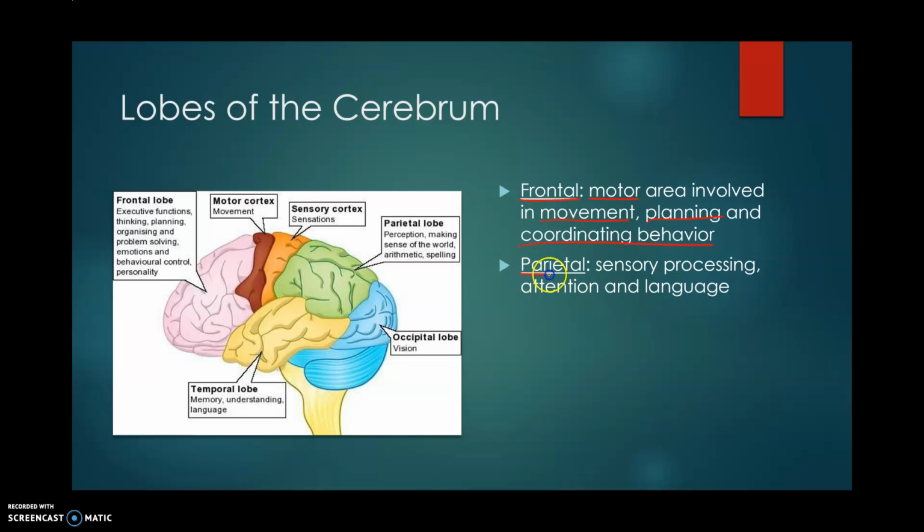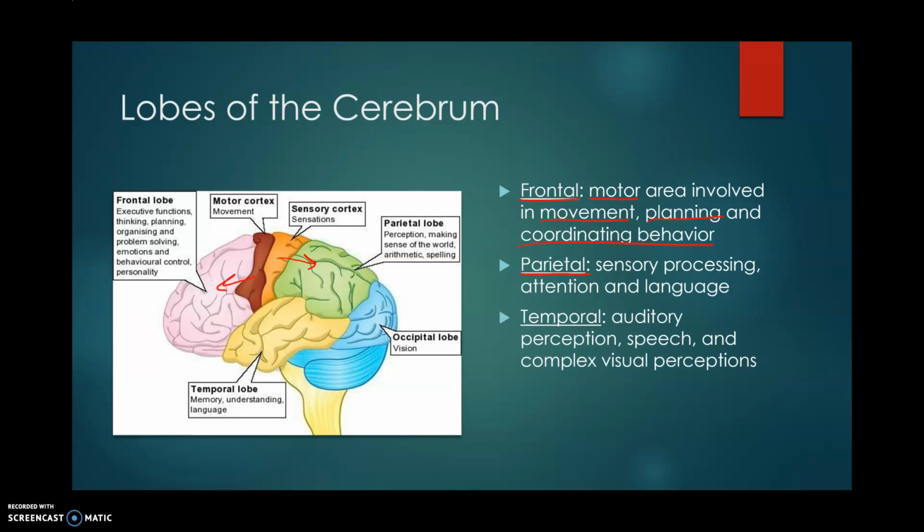And then our parietal lobe, which we can see here in green, our sensory cortex is going to be part of our parietal lobe. So that's where those two kind of go. But our parietal lobe is mostly sensory processing, attention, and language. So anything coming in from our senses, and then really looking at the world around us and being able to communicate with that world, our parietal lobe is going to be responsible for that. And then we see our temporal lobe is responsible for mostly auditory perception, so being able to understand sounds, speech, and then complex visual perceptions.